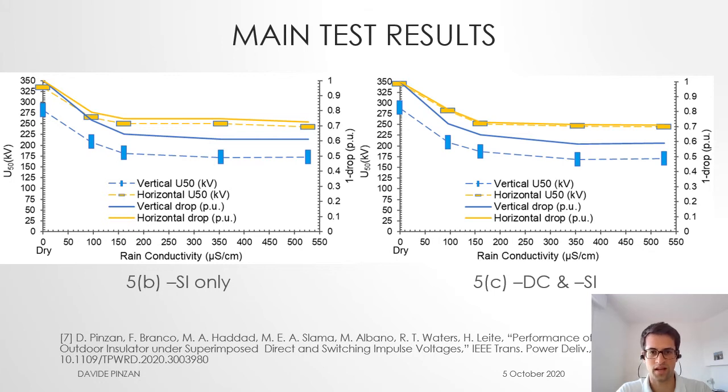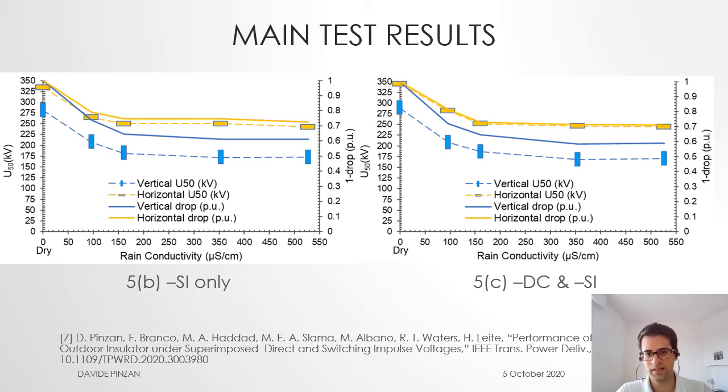These are the main test results. On the left, the switching impulse only, and on the right, the superimposition of the switching impulse on the negative direct voltage. First, for the dry case, for both figures on the left, we can see that the horizontal configuration has performed better, and this was justified by the results from COMSOL.